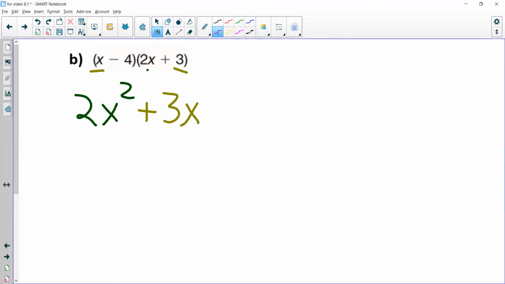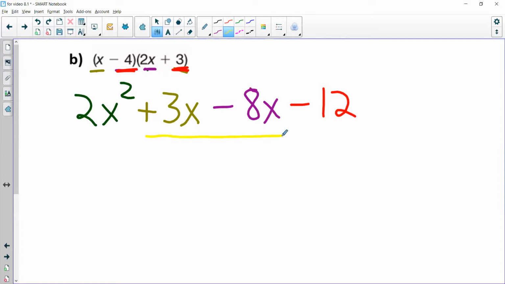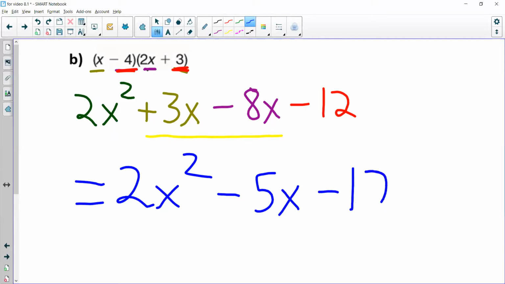Next, I'll do the I in FOIL, which is inside times inside. Notice now I have -4 times positive 2x. That gives me minus 8x. And then finally the L, which is last times last. So that again is a -4 times a positive 3, which is minus 12. I can combine my like terms, and that gives me a final answer of 2x squared, 3x minus 8x is -5x, minus 12.